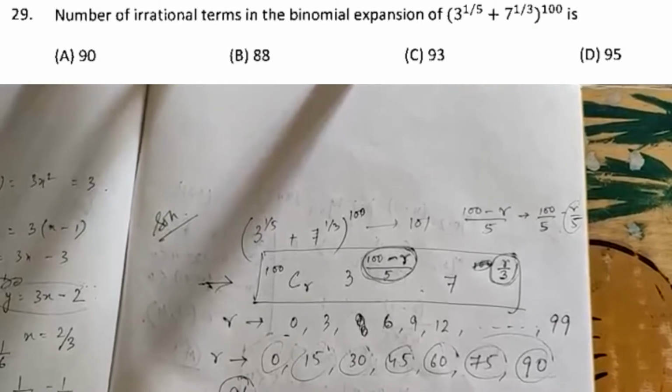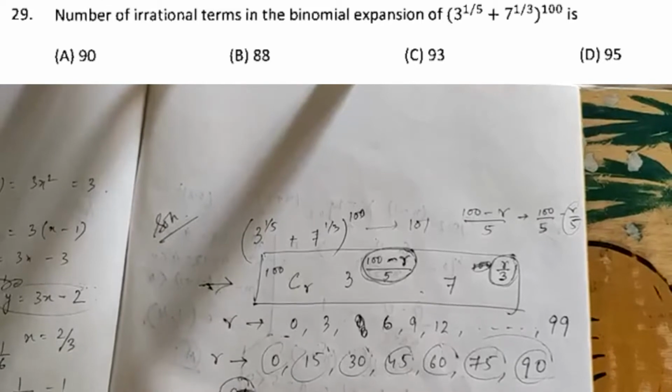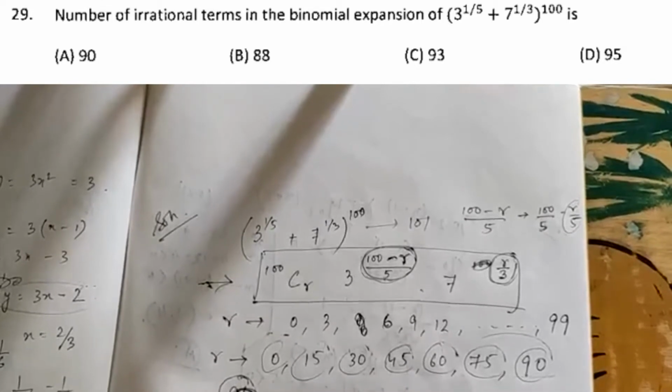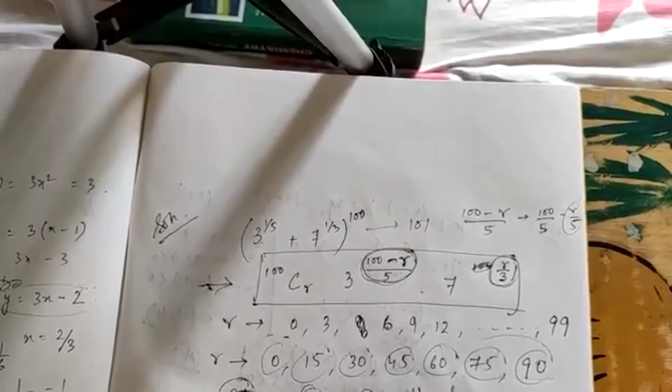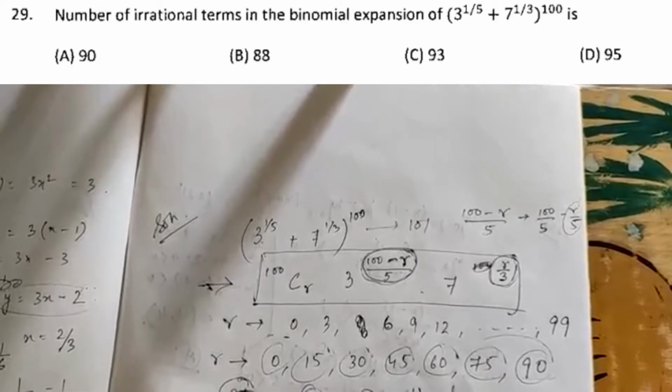rational terms. We will get 7 to 8 integral terms. We will get 8 rational terms. So if we subtract 101 minus 8, we will get 93 irrational terms.